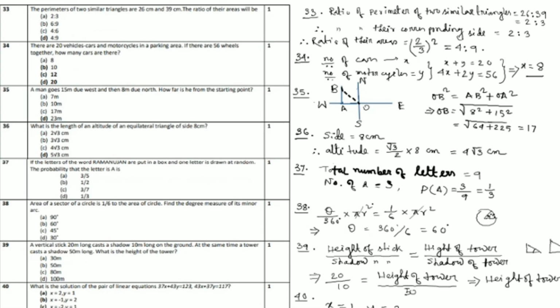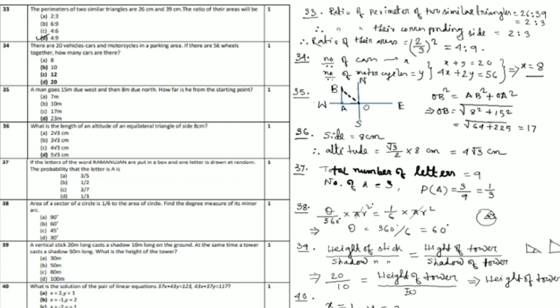The ratio of their areas will be what? Here you can see the ratio of the perimeter of two similar triangles is equal to 26 is to 39. So it will be 2 is to 3. Therefore obviously the ratio of their corresponding sides will be 2 is to 3 because these triangles are similar triangles. So the ratio of the areas will be (2/3) whole square. The ratio will be 2 is to 3, means 2 by 3. Therefore it will be 4 is to 9. So option D will be the right answer.